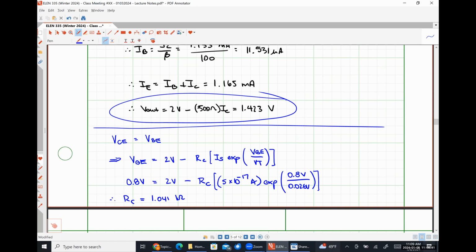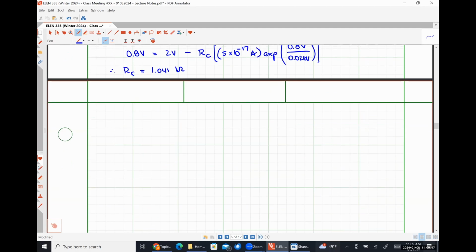So let's take a look at what the consequences of saturation mode operation are.